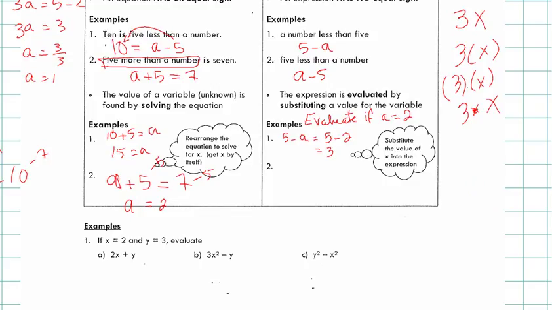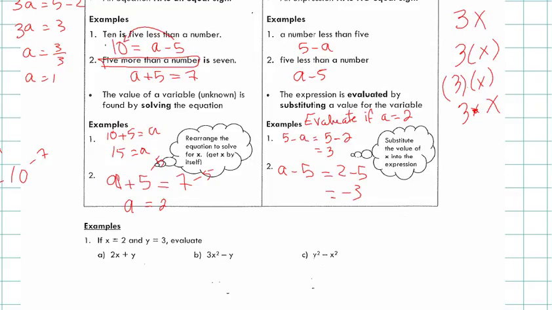So, A minus 5, evaluate if A is equal to 2. What do you do? 2 minus 5. So I'm replacing A with a 2. 2 minus 5 equals negative 3. Again, I'm replacing the A by its value. Are you okay with this?